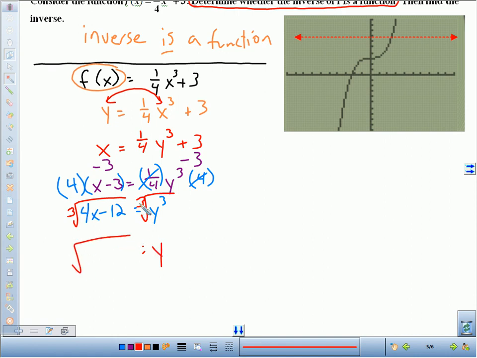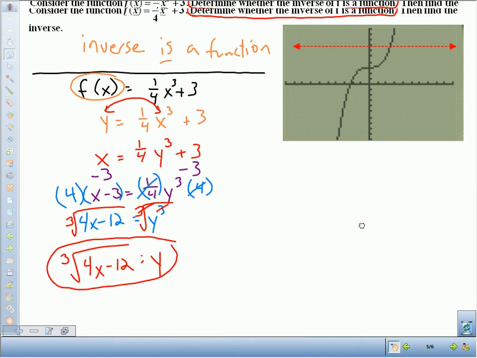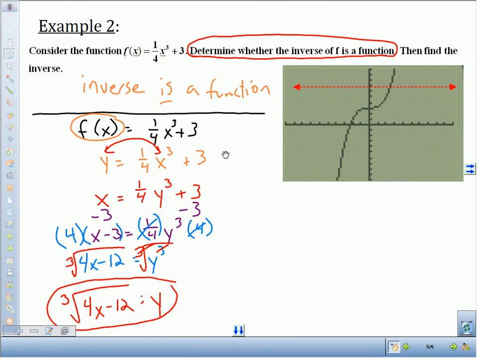Now this is saying that the cube root of y to the third, the cube root and the cube cancel each other out, and we get y. On the other side, we have the cube root of 4x minus 12. There is not much we can do with that. In fact, that is as simple as it gets. So the inverse of our original function, 1/4 x to the third plus 3, is the cube root of 4x minus 12.